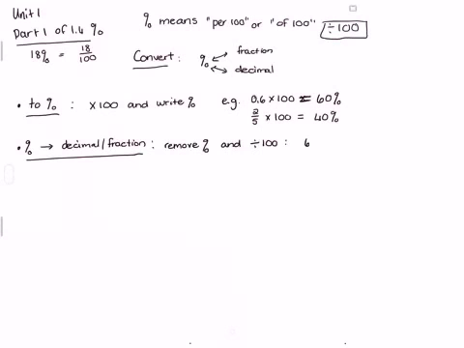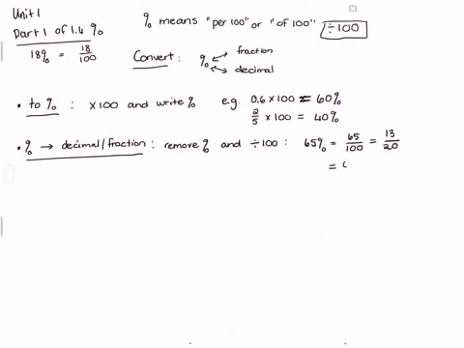So if I have 65%, if I remove the percentage sign and I divide by 100, I get 65 over 100. There it's in fraction form. If I want to keep it in fraction form, I would just simplify by dividing top and bottom by 5, and that would be my simple fraction.